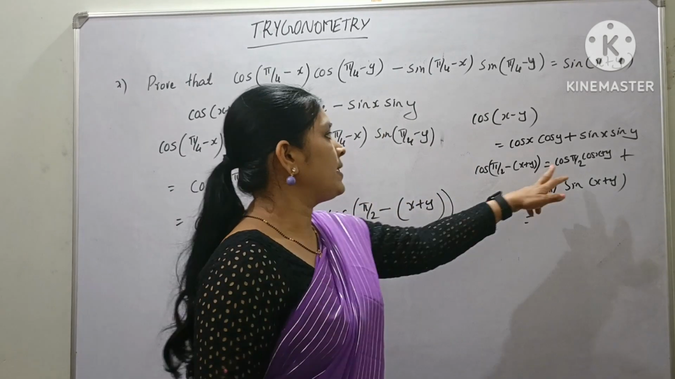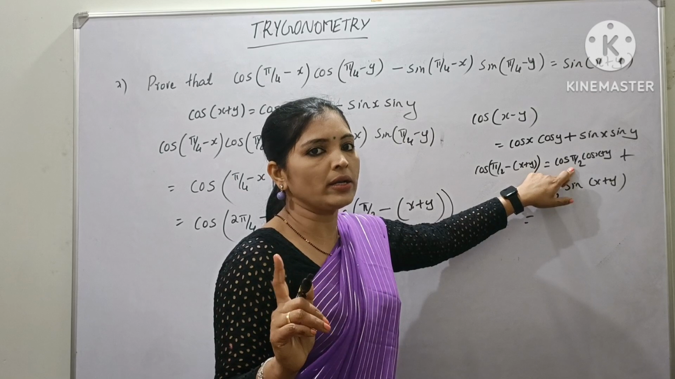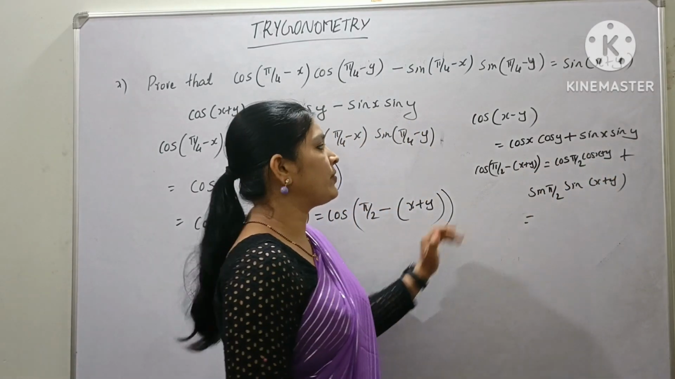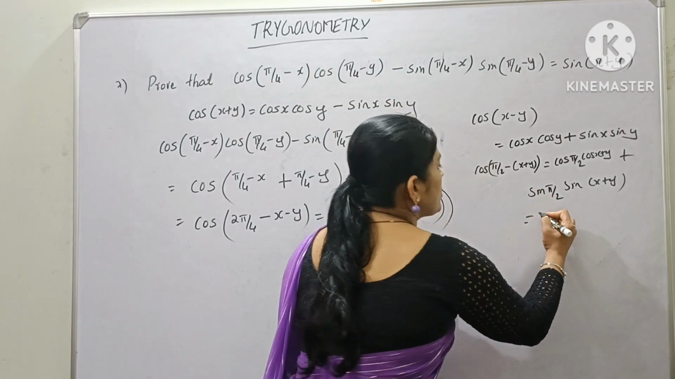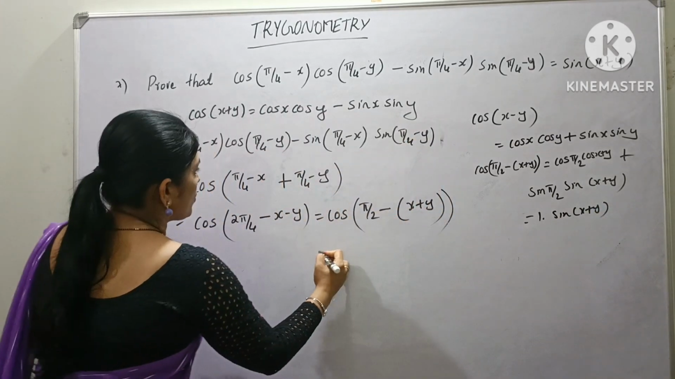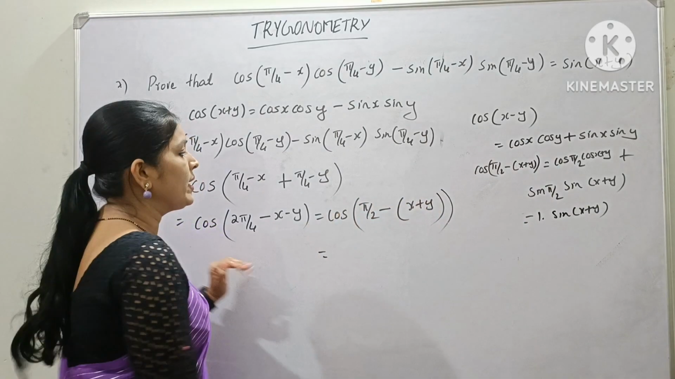See here, cos pi by 2 is 0, sin pi by 2 is 1. So the first term will become 0. Second term, sin pi by 2 is 1, so 1 into sin x plus y. So it is nothing but cos of pi by 2 minus x plus y.